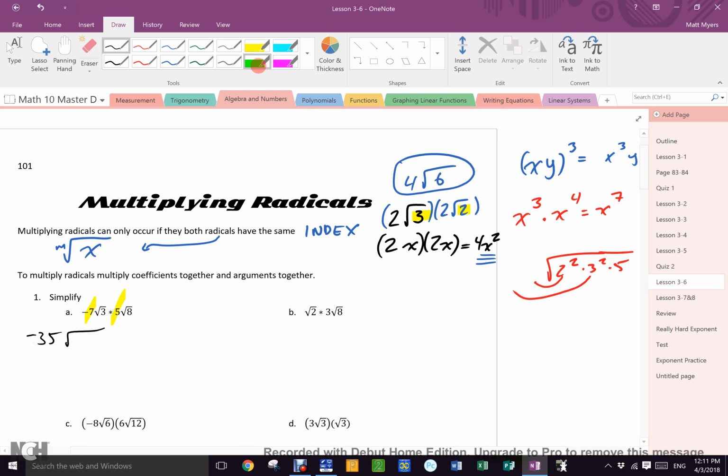Then what are you going to do with the two radicals? Multiply them to get what? 24. Not too difficult, is it? Is that all you do? Just wait. Is that very difficult? Does everybody follow it? Okay.